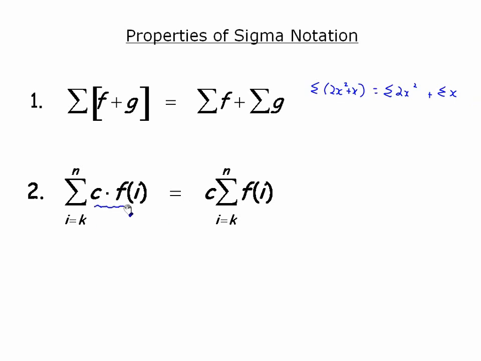Now the next one is where you have a constant term. So c times the formula, you can actually take that outside the sigma. So if you even take a look at the one above, like 2x squared from whatever to whatever is equal to 2 multiplied by the sigma summation of x squared. If you wanted to, you could do that.